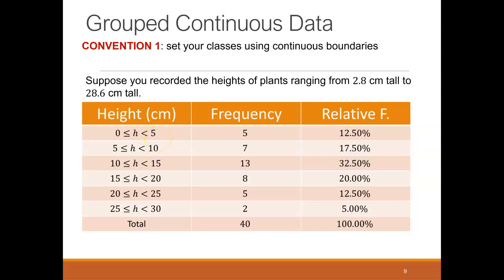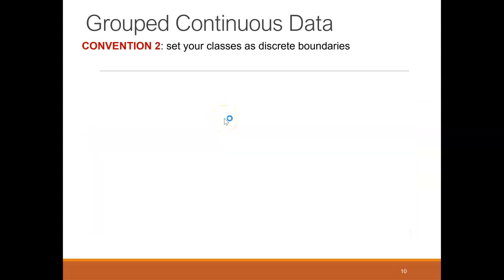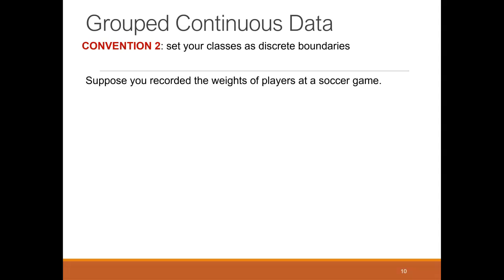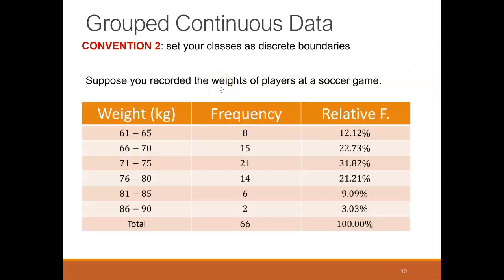Everybody's happy there? That's one convention. This, I think, is the clearest of the conventions because it tells you exactly what's included in that group. It's unambiguous. Another convention would be to use discrete boundaries. So again, new example, suppose we recorded weights of players at a soccer game. We have described our boundaries this way.